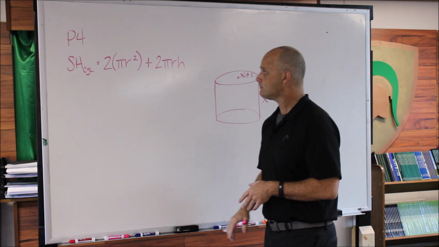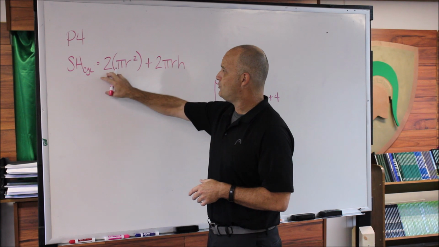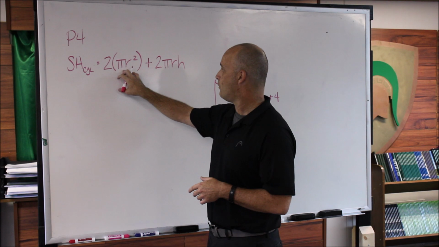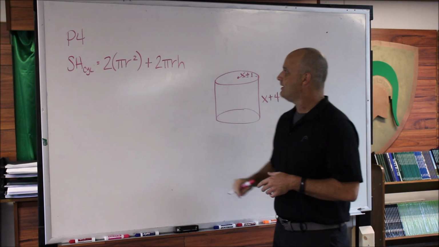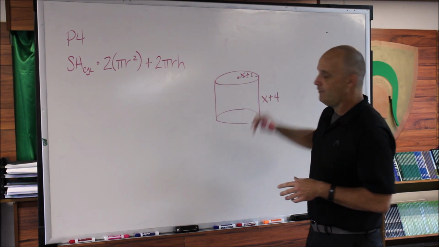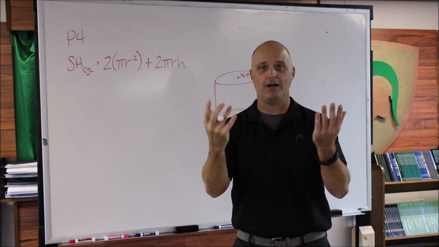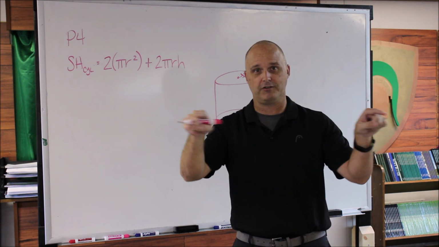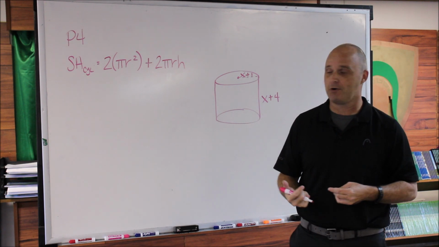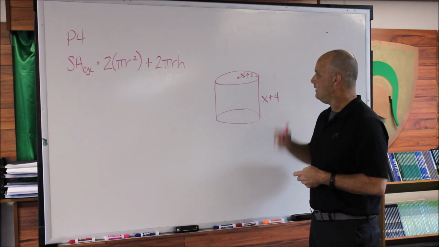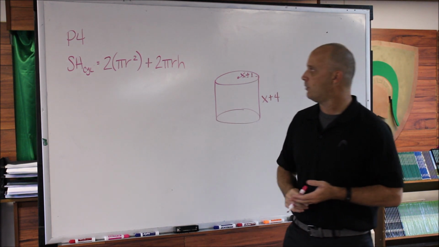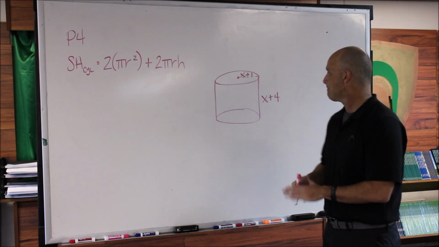So for that, we've got two bases or two circles, and the area formula for a circle is pi r squared. Then the next thing we need is the length of the rectangle. If you were to open this up, it would be the same as the circumference of the circle. So 2 pi r is actually the length of the rectangle, and the height of the rectangle is just the height of the cylinder. So the formula we're going to use is 2 pi r squared plus 2 pi r h.